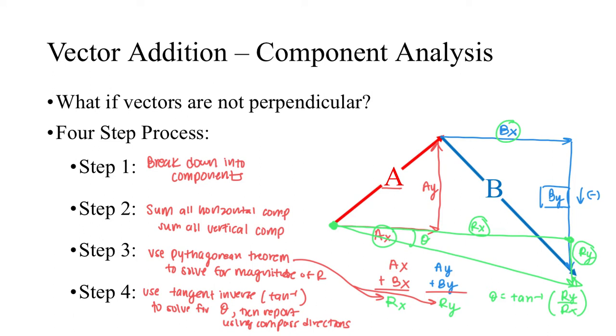And so we're going to do an example problem on the next slide. I'll actually break down these two vectors into their components. I'll add them together, use the Pythagorean theorem to solve for the magnitude of R, and then tangent inverse to solve for the direction of R.